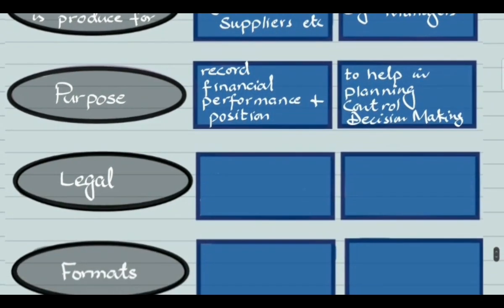The third point is legal requirement. In case of financial accounting, it is the legal requirement for the limited companies to produce accounts. While for management accounting, there is no such legal requirement.